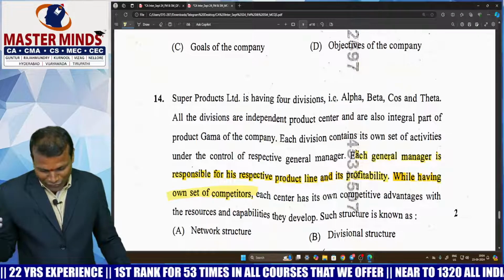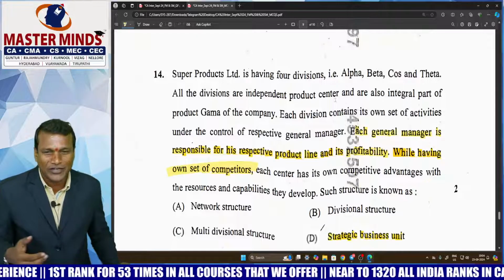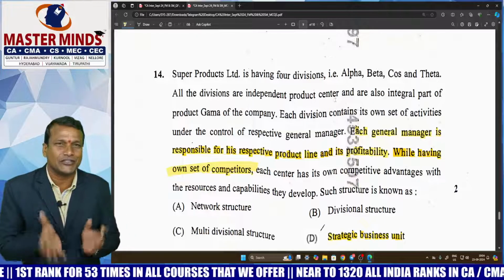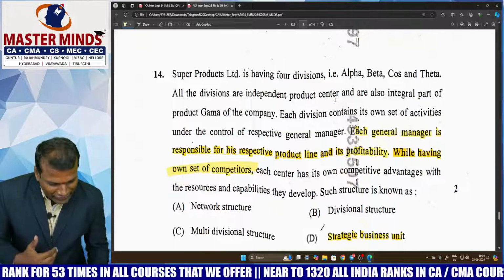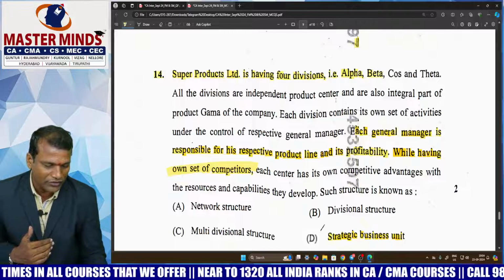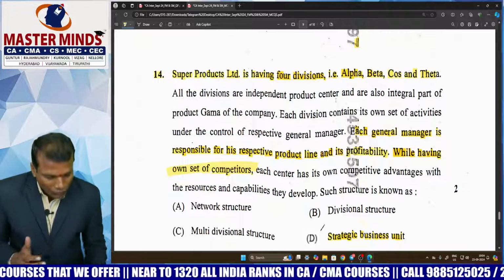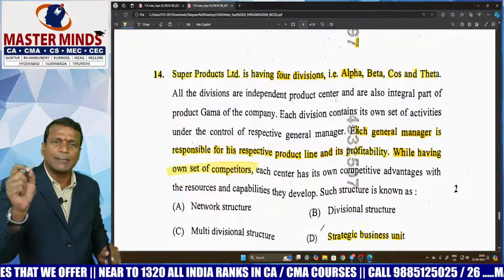Now look at the question number 14. Even the question appears to be a little lengthy, look at that single line. ICAI has to give that line. We can easily identify each general manager. A company is having 4 divisions, for example, say alpha, beta, gamma, theta, right? Look at every division will be having a separate general manager.